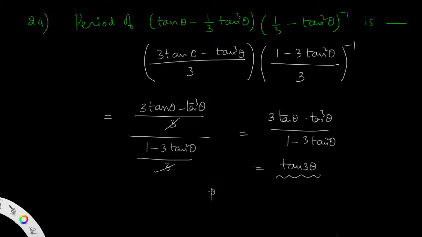So for this function, periodicity is pi by mod a formula, then it is pi by 3 theta coefficient, which is obviously how much? 3. Therefore the answer goes to pi by 3. That's all. Okay, same method question. I will give you another one.